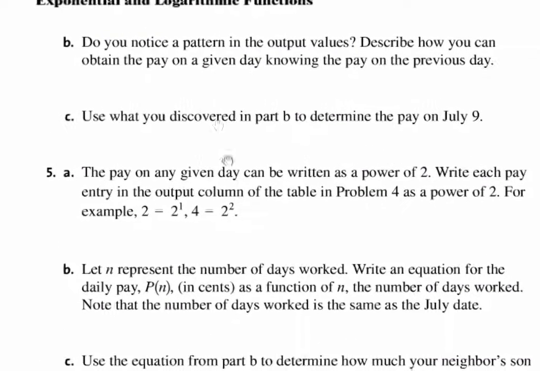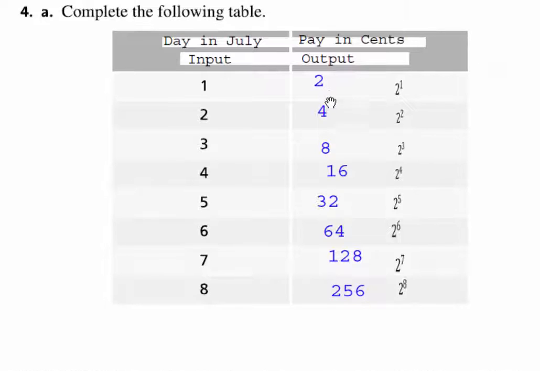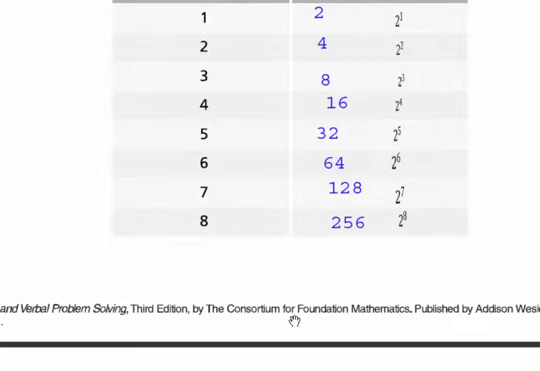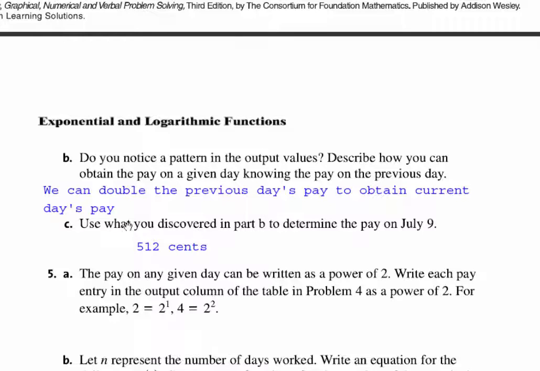So we're asked, do you notice a pattern in the output values? Describe how you can obtain the pay on a given day knowing the pay on the previous day. So really, it looks like if we just double the pay on the previous day, we can come up with the present day, right? So for example, if he earns 2 cents on the 1st, we double that to get 4 cents on the 2nd. We double the 4 cents to get 8 cents on the 3rd, and so on. So when I go back to my table, we can see we're simply doubling the output to move down this table. So I think we can write, we can double the previous day's pay to earn the current pay.